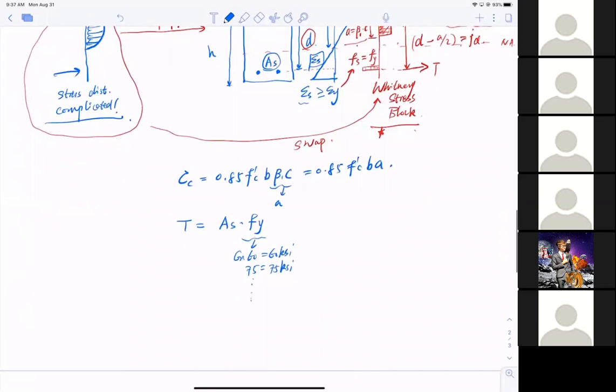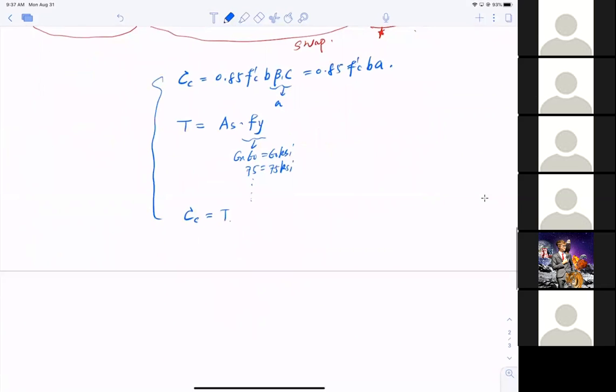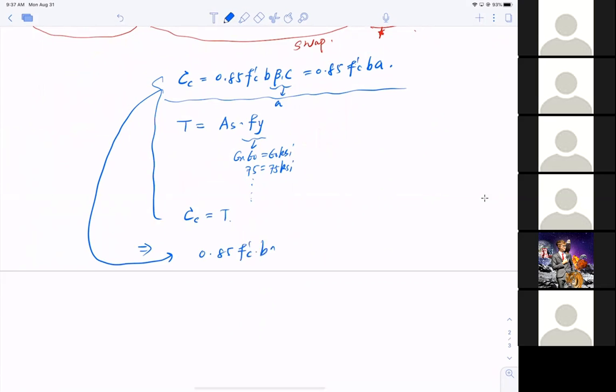And don't forget, the compression from the concrete always equals the tension from the steel, okay? Concrete equals tension from steel. So from this is the equilibrium in between. We have some derivations. We know that from this, 0.85 F prime C B A equals this, A S Fy, okay? So I can actually get the effective, this is called the effective compressive zone.